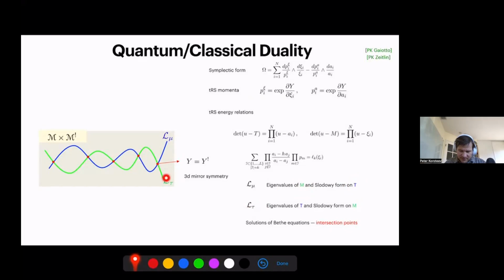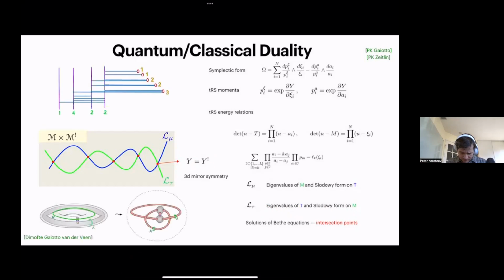And L_tau, the other Lagrangian, fixes eigenvalues of T and imposes the Slodowy slice on M. So in general, those two Lagrangians intersect transversely, and you can show that the intersection points correspond to solutions of Bethe equations. So here, this twisted superpotential and its dual are equal to each other. Okay, so that's this XXZ TRS duality.